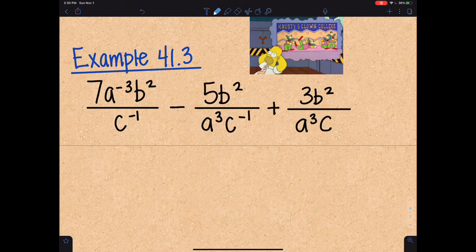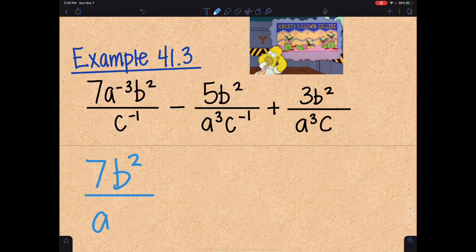Okay, so I've got a 7 on the top, which can stay there. I've got a b squared, which can stay there. But I do not like this a to the minus 3. What the heck? Let's put a to the 3 on the bottom. And I don't like this c to the negative 1 down there. I'm going to put a c to the 1 up on the numerator, but it doesn't really need a 1. That's a little bit superfluous. So I'm just going to leave it with just a c.